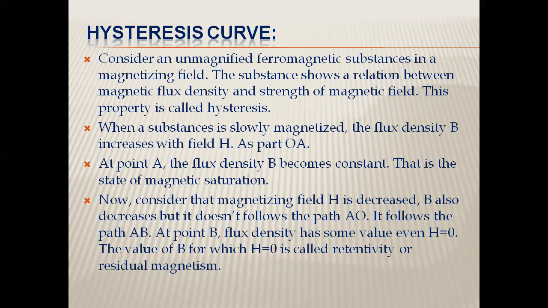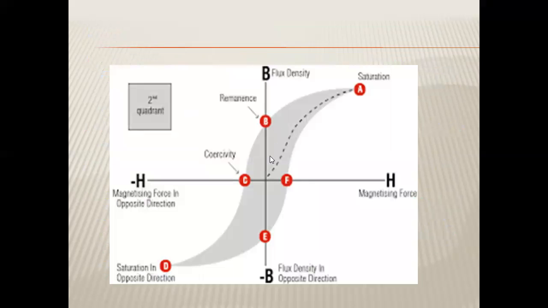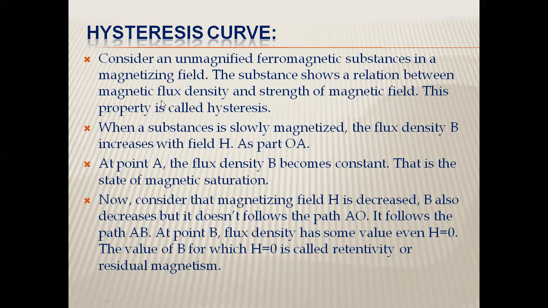When a substance is slowly magnetized, the flux density B increases with the applied field along the path OA. On the screen you can observe the part OA, the dotted line, where you are just increasing the applied field intensity. Therefore, magnetic flux density also increases in response. At point A, the flux density becomes constant. That is the state of magnetic saturation, which means that as you increase the field intensity H, at point A the material is completely magnetized. Hence, there is no further magnetization in the material and B becomes constant. Such saturation is called magnetic saturation.